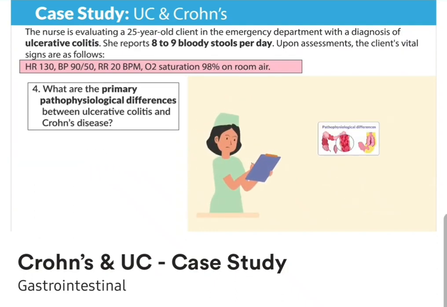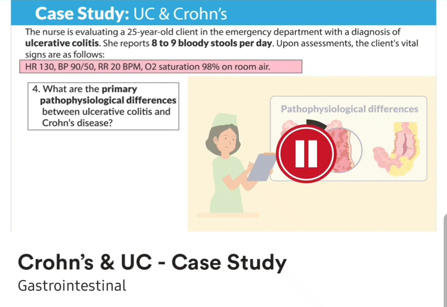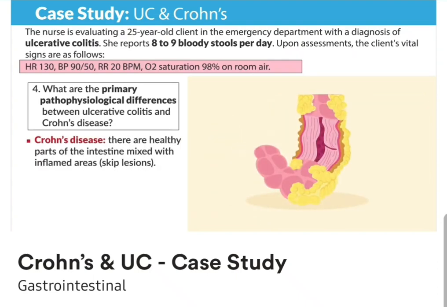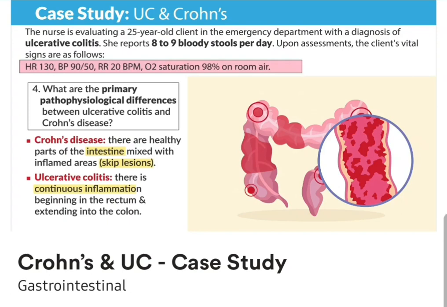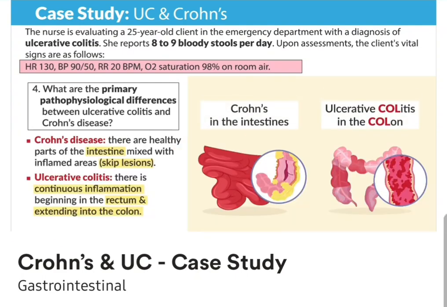Now, question number 4. What are the primary pathophysiological differences between ulcerative colitis and Crohn's disease? So pause the screen and think of a few options. Okay, now for the answers. In Crohn's disease, there are healthy parts of the intestine mixed with inflamed areas. These are called skipped lesions, as the lesions skip from different parts of the intestine. And in ulcerative colitis, there is continuous inflammation, beginning at the rectum and extending into the colon. So the key difference here is location. Crohn's disease is in the intestine, while ulcerative colitis is in the colon and has that continuous inflammation.